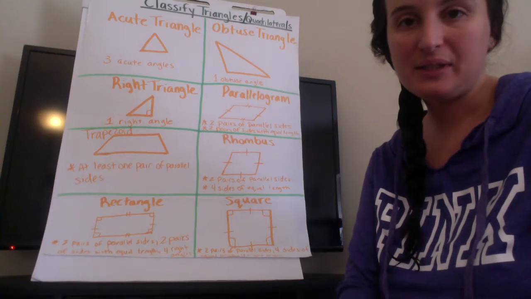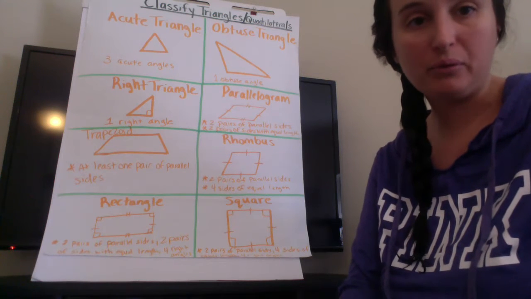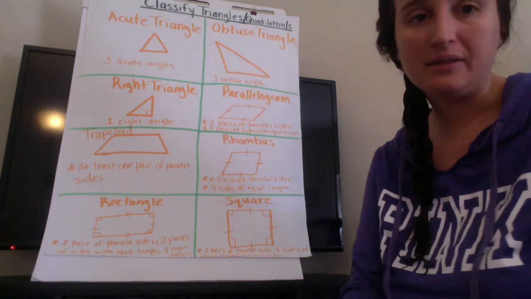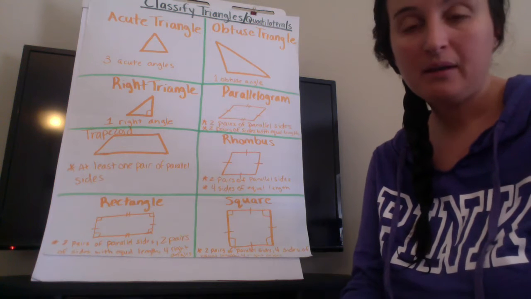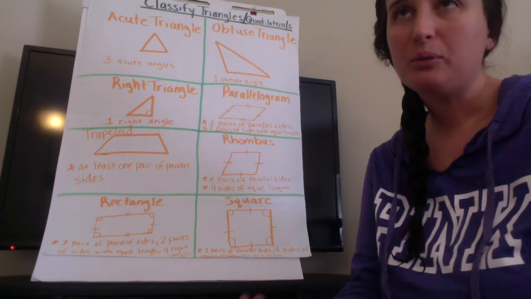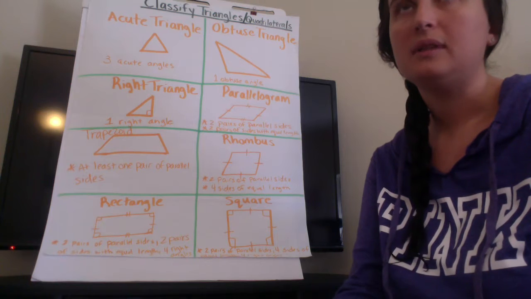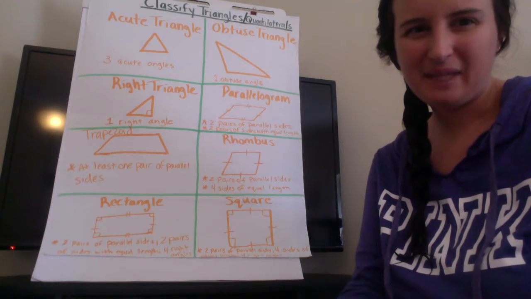Hi guys, so today for math we're doing 10.4, and 10.4 is classifying different types of quadrilaterals. So if you think about the word quadrilateral, what does quad mean? Anyone have an idea?